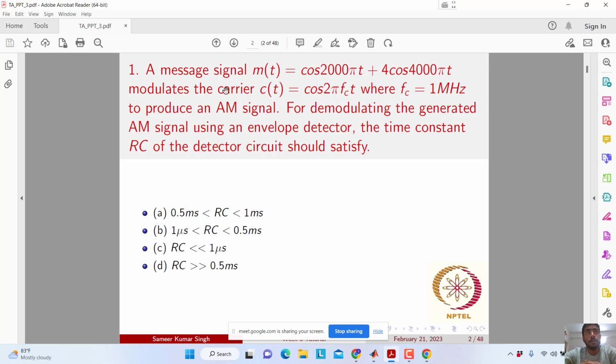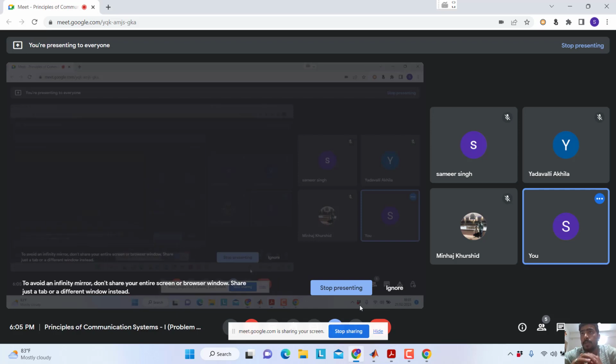Again I am repeating the question. A message signal m(t), and we are doing the modulation with the carrier signal c(t), which is given as cos 2 pi fc t, where fc is 1 megahertz, and we are producing an AM signal. Now we are doing a demodulation. For demodulating the generated AM signal using an envelope detector, the time constant RC of the detector circuit should satisfy a condition, so we have to calculate the time constant. We will wait for 2 minutes. I think Akila is solving.